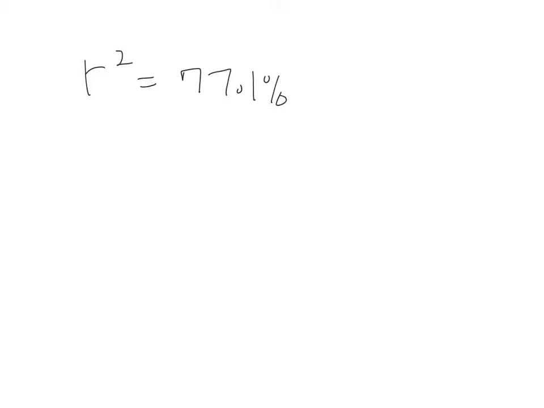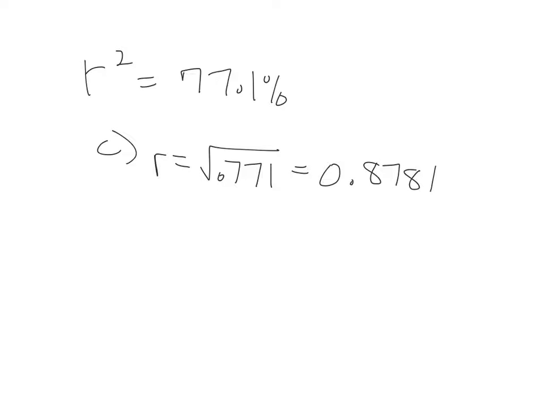Then if we go on to C, it says use the information in the figure to find the correlation between social distress and brain activity. So if r squared is 77.1, then r is equal to the square root, turn it into a decimal, 0.771, which is 0.8781. How do I know if it's positive or negative? Well, you look at the slope. Since the slope is positive, the correlation is also positive. If the slope was negative, r would be negative.